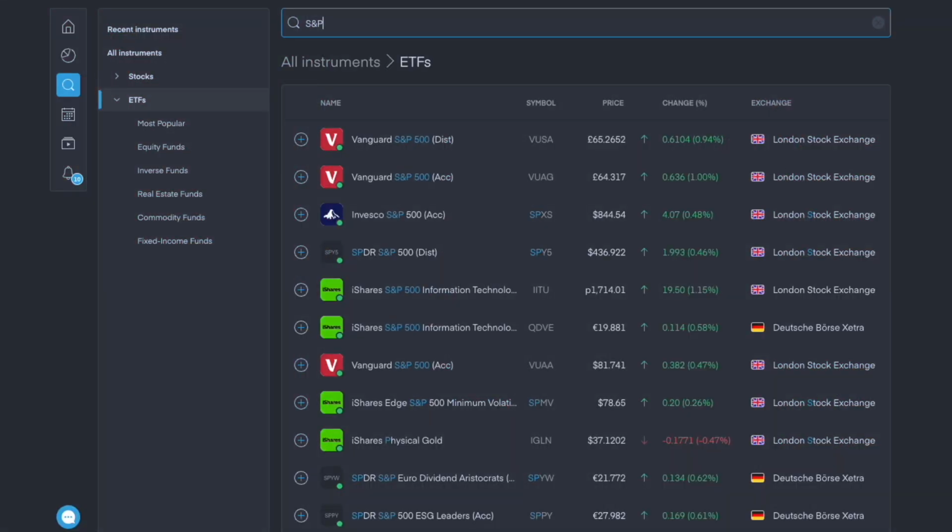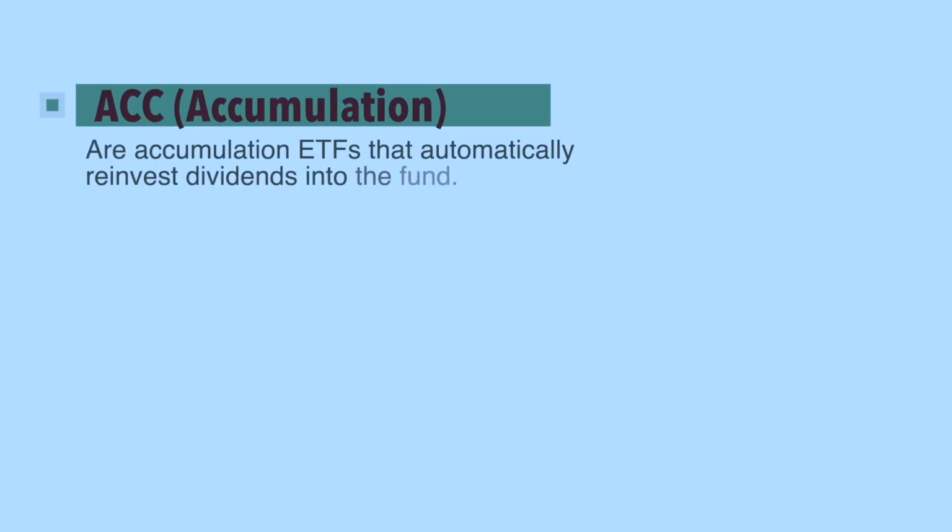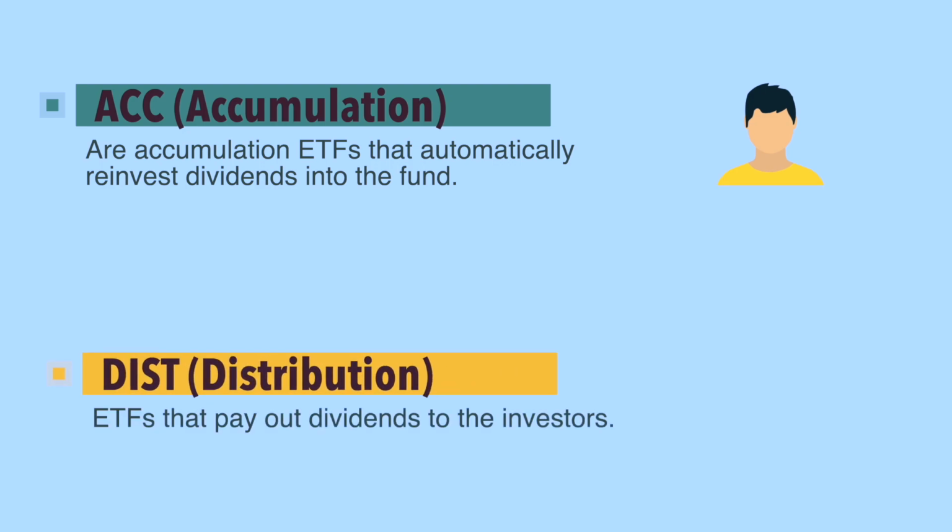And when you look for ETFs, you will see that there are different types of ETFs. Two typical types are ACC and DIST. The ACC ETFs are accumulation ETFs that automatically reinvest dividends into the fund. This might be interesting for you if you are young, because you will benefit from the compound interest over the years. On the other hand, DIST ETFs are distribution ETFs that pay out dividends to the investors, so if you want to get cash out of your investments, this is the place to be.